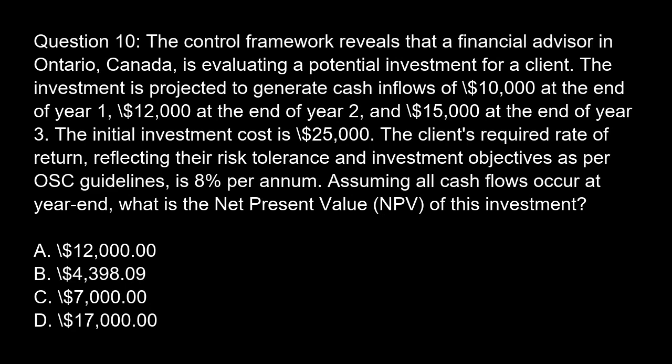Question 10. The control framework reveals that a financial advisor in Ontario, Canada, is evaluating a potential investment for a client. The investment is projected to generate cash inflows of $10,000 at the end of year 1, $12,000 at the end of year 2, and $15,000 at the end of year 3.